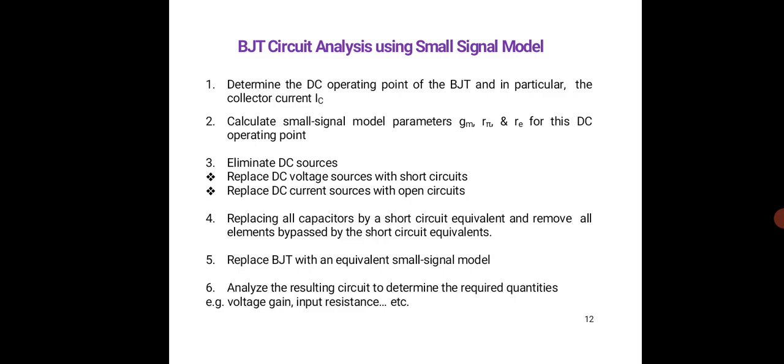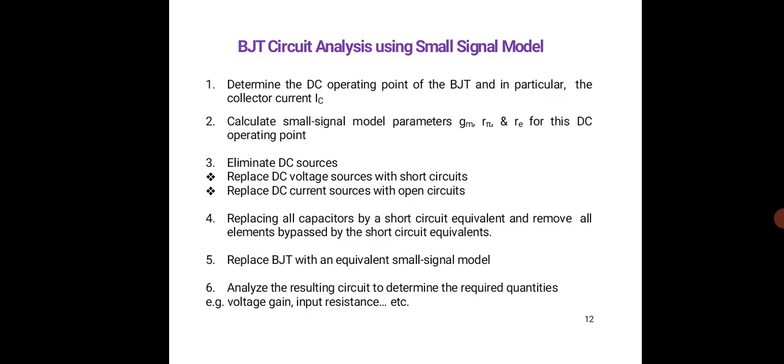So when I talk about how to analyze a BJT circuit using the small signal model, what are the steps and how do you analyze? First, you have to determine the DC operating point of the BJT, and in particular identify the collector current IC. Next, you have to calculate all the small signal model parameters: transconductance gm, r-pi, re for this DC operating point.